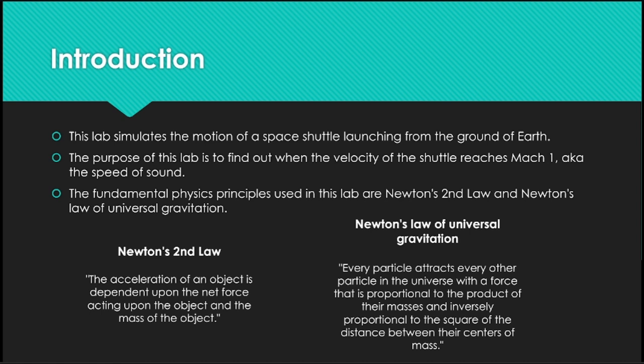Newton's second law states the acceleration of an object is dependent on the net force acting upon the object and the mass of the object, while Newton's law of universal gravitation states every particle attracts every other particle in the universe with a force that is proportional to the product of their masses and inversely proportional to the square of the distance between their centers of mass.